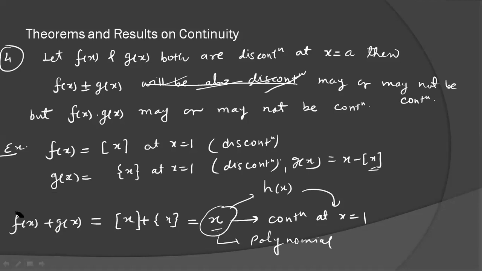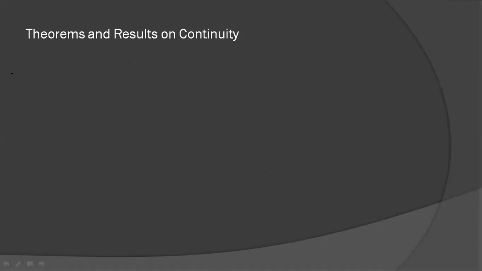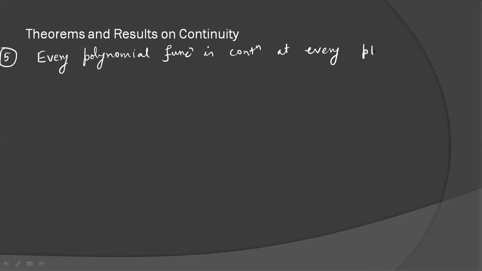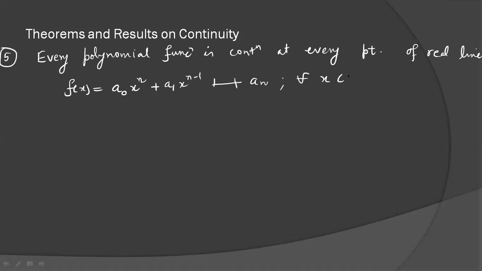Fifth property I have: every polynomial function is continuous at every point of the real line, and a polynomial function is defined as a naught x to the power n plus a1 x to the power n minus 1 and so on plus an. For every x belonging to the real numbers, this function is always continuous.